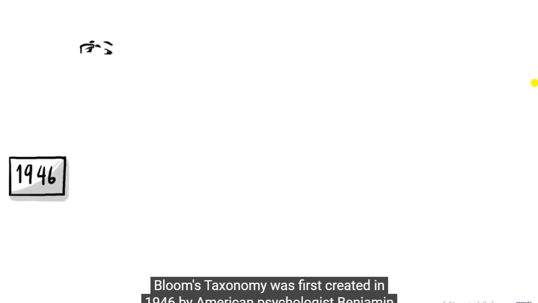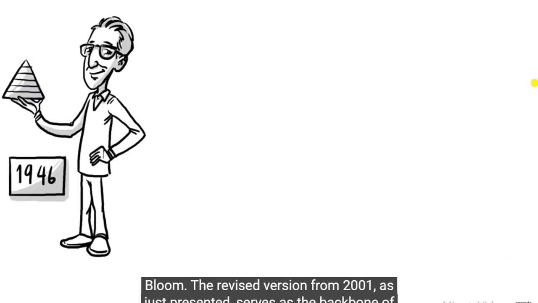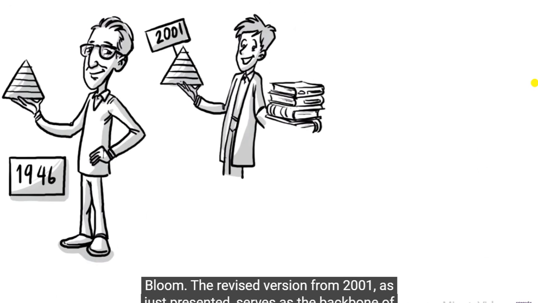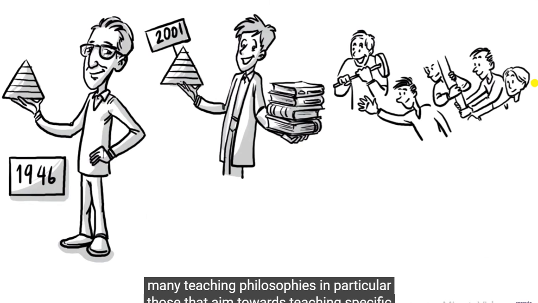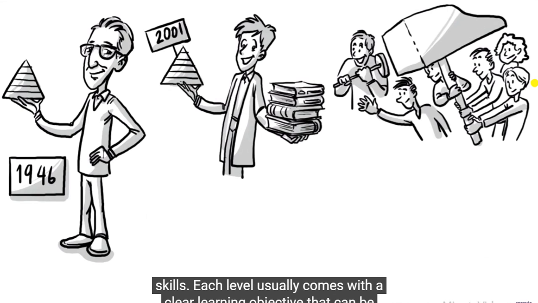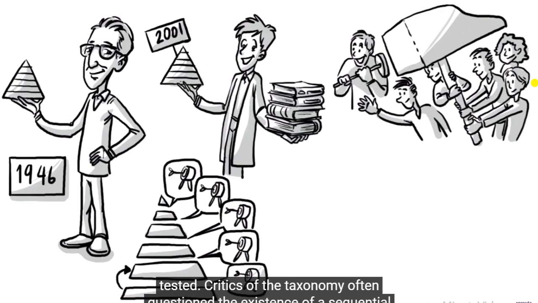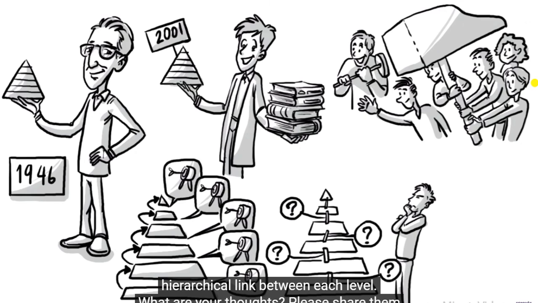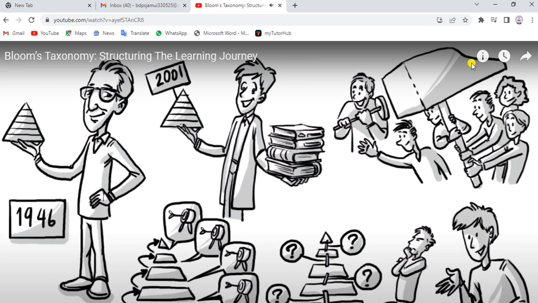Bloom's taxonomy was first created in 1946 by American psychologist Benjamin Bloom. The revised version from 2001, as just presented, serves as the backbone of many teaching philosophies, in particular those that aim towards teaching specific skills. Each level usually comes with a clear learning objective that can be tested. Critics of the taxonomy often question the existence of a sequential, hierarchical link between each level. What are your thoughts? Please share them in the comments below.